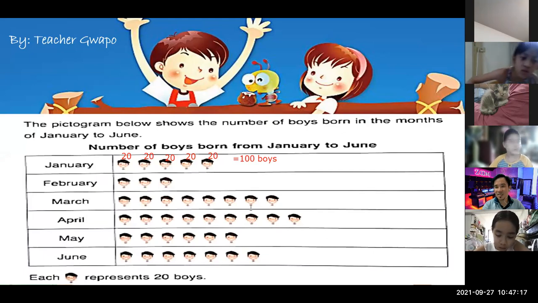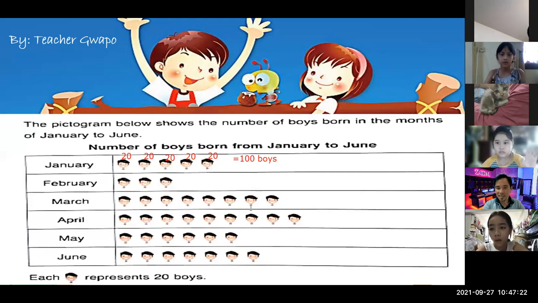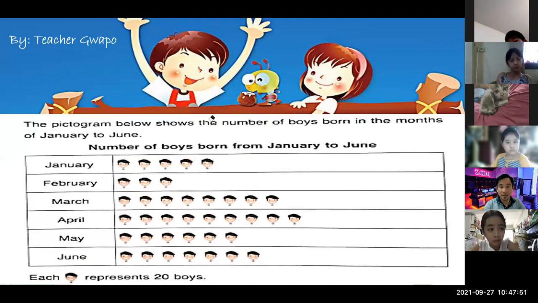How about in March? How many pupils or boys were born? 100. Okay, 20, 40, 60, 80, 100, 120, 140, 160. Very good. Okay, so you will just count numbers by 20.